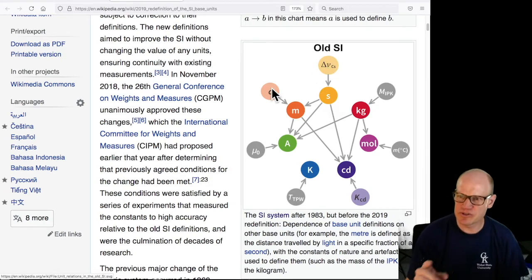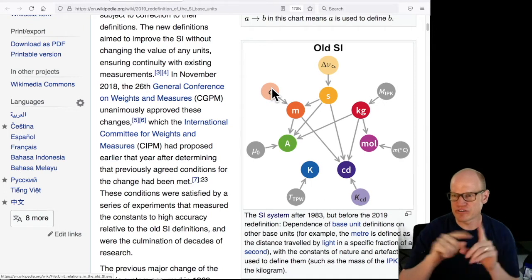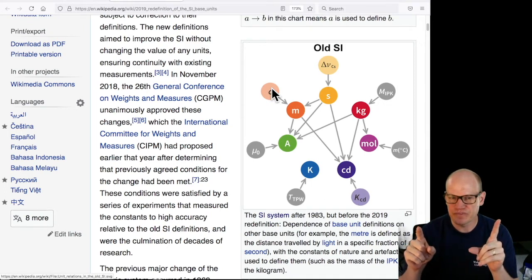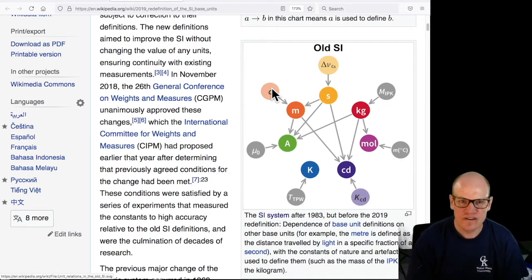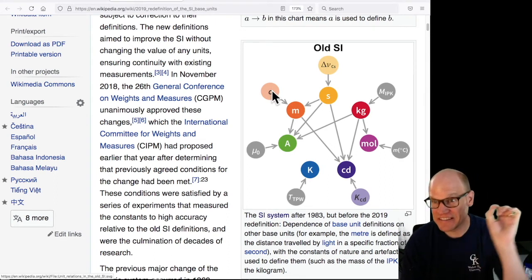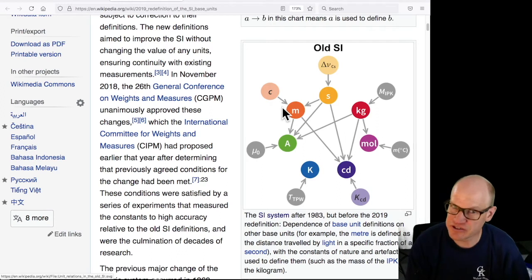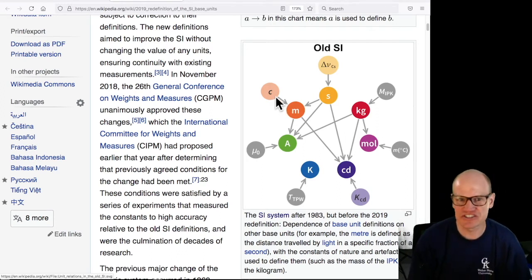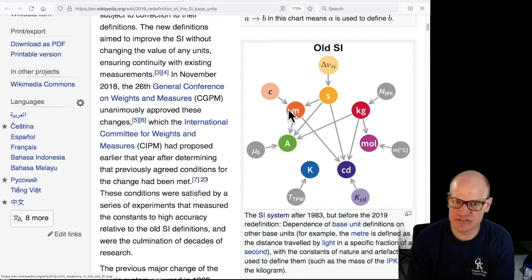It used to be that the speed of light was defined as how far light traveled in a second. And now the speed of light is specified. This is the speed of light, and the meter is measured relative to the speed of light. So that's a change. The speed of light is the fundamental constant, and the meter is now defined in terms of the speed of light, instead of the other way around, which is what it used to be.